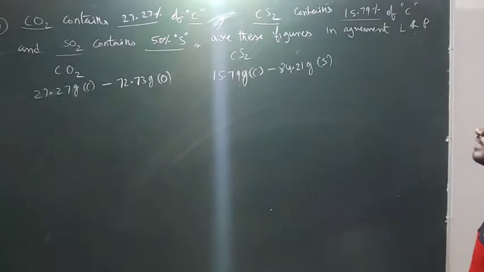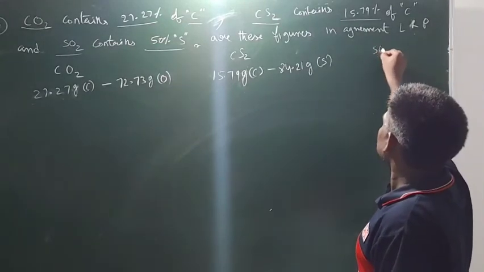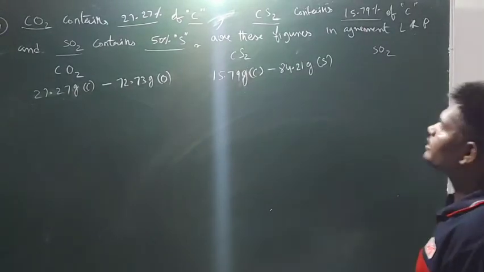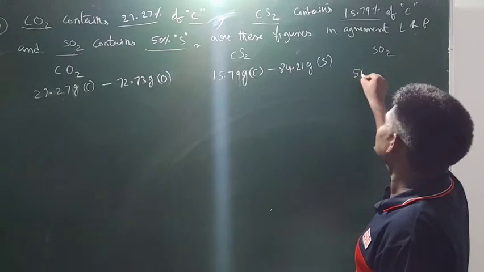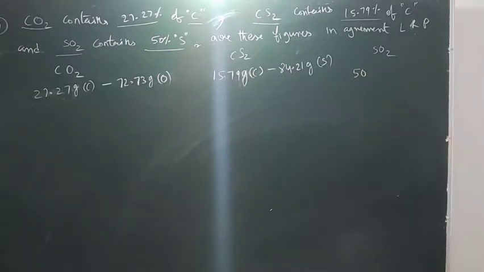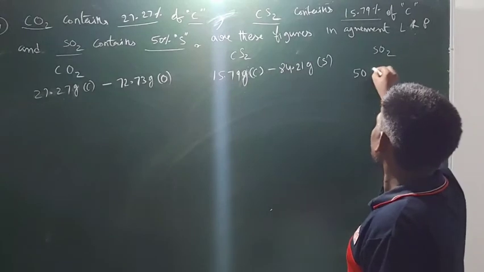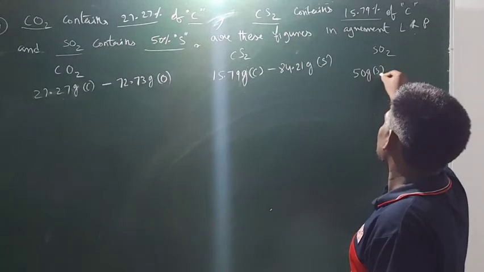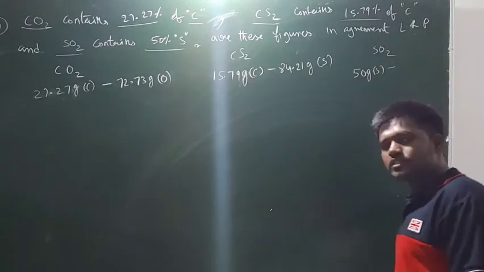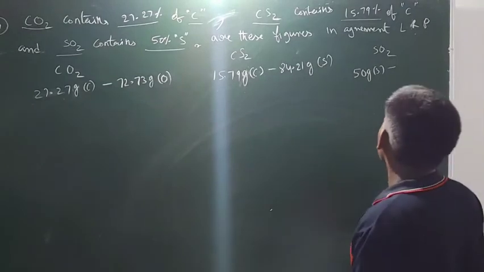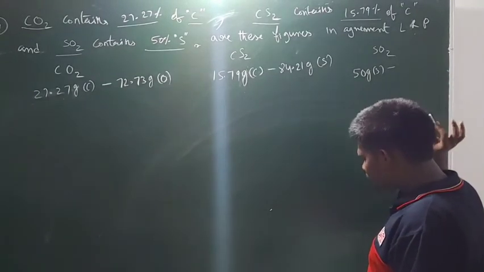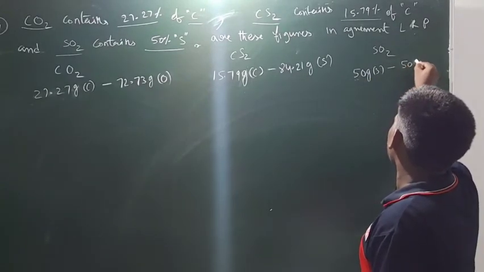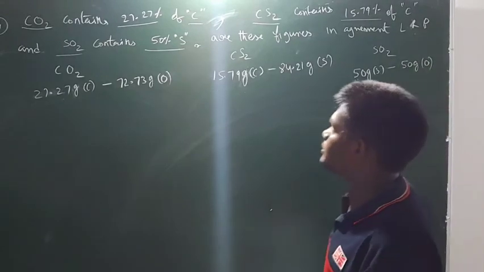And the third one is also given, that is SO2. Now in SO2, guys, which one is given? Mass of the sulfur is given. Percentage is given. 50% of the sulfur is there. It means in 100 grams of the SO2, we have 50 grams of the sulfur. Then what about the mass of the oxygen in the 100 grams of SO2? You can get the mass of oxygen by removing this value from the 100. 100 minus 50 means you can get 50 grams. This is the mass of the oxygen.